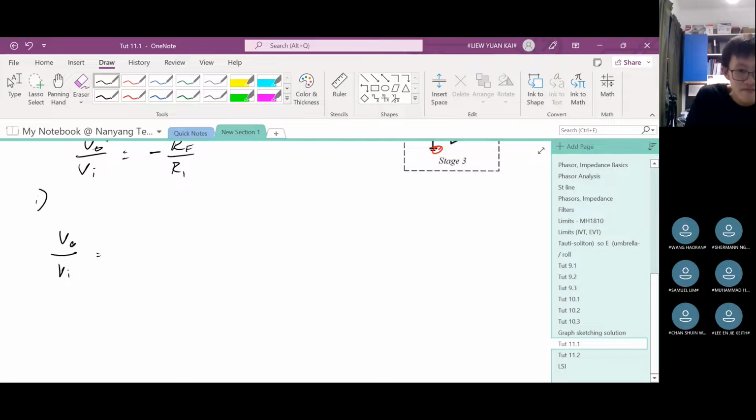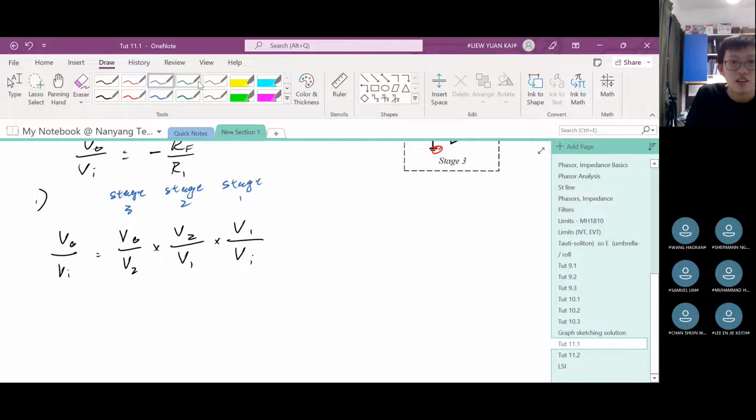So that means V out over V2, this is stage 3, times V2 over V1, this is stage 2, and V1 over V in. I will label this for your clarity. This is stage 3, this is stage 2, this is stage 1.